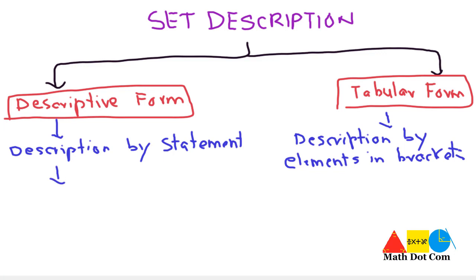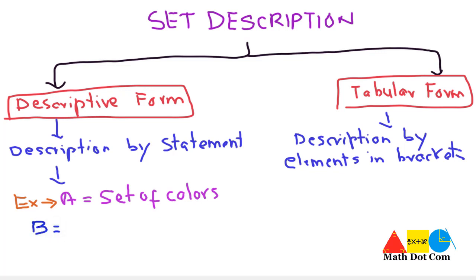We will take examples. What is the example? We have the example that A is a set of, for example, colors. So we have written the set in a descriptive form, in the form of words. When we write the elements of the set in the form of words, then it is called a descriptive form.